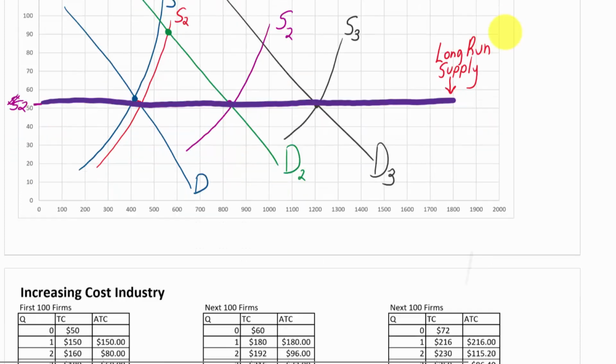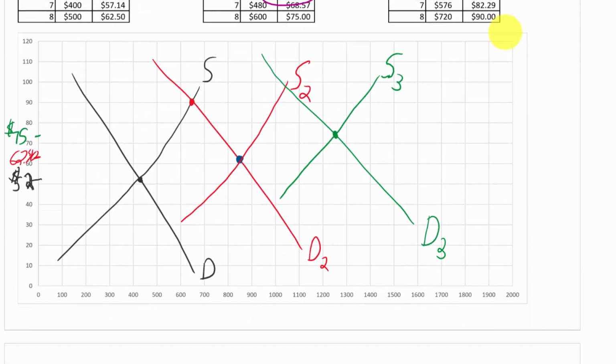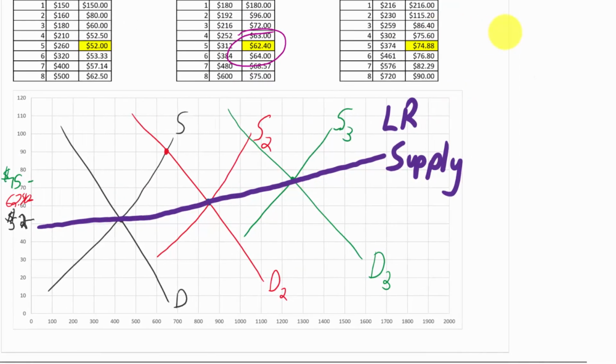It's not a horizontal line. What this shows us is in the long run, as output expands further and further and further, the price keeps going up and up and up. So here we would have this long run supply curve that is upward sloping. And this is an example here of an increasing cost industry.